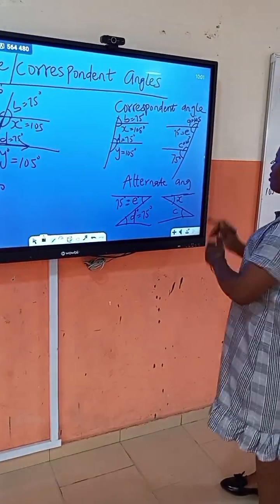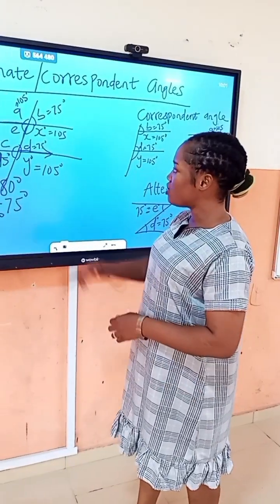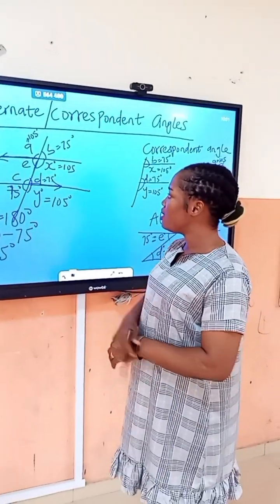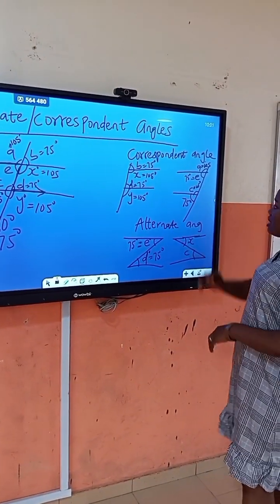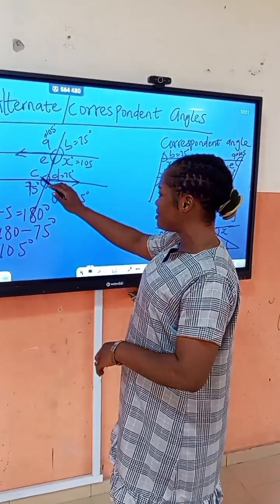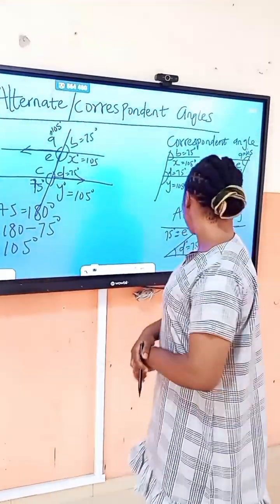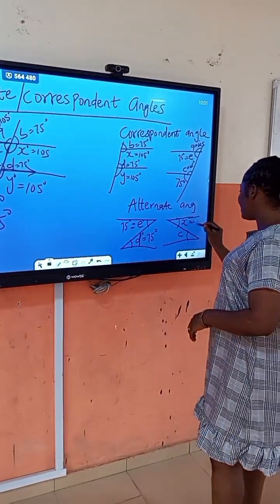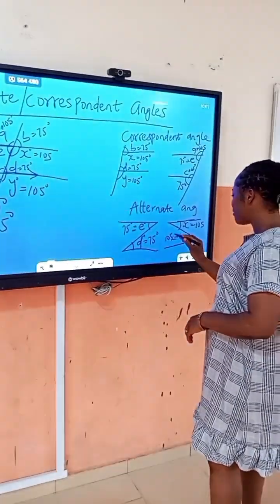Okay, coming to this particular one, this is the X and it is alternate to what? C. So where is C? Look at C right here. C is 105 degrees. So if C is 105 degrees, alternating to X, it means that X is also 105 degrees. So right here we have 105 degrees and here we have 105 degrees.